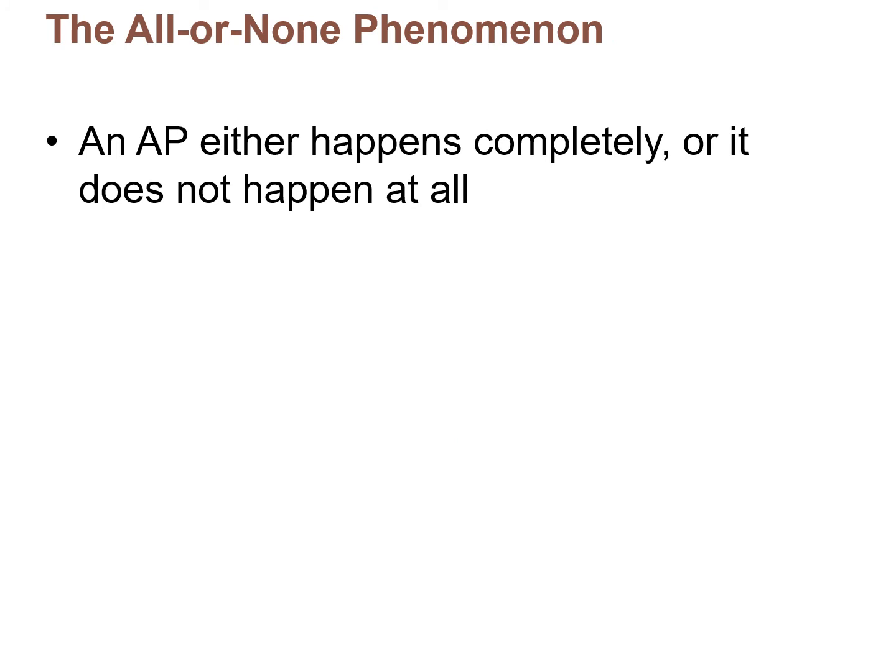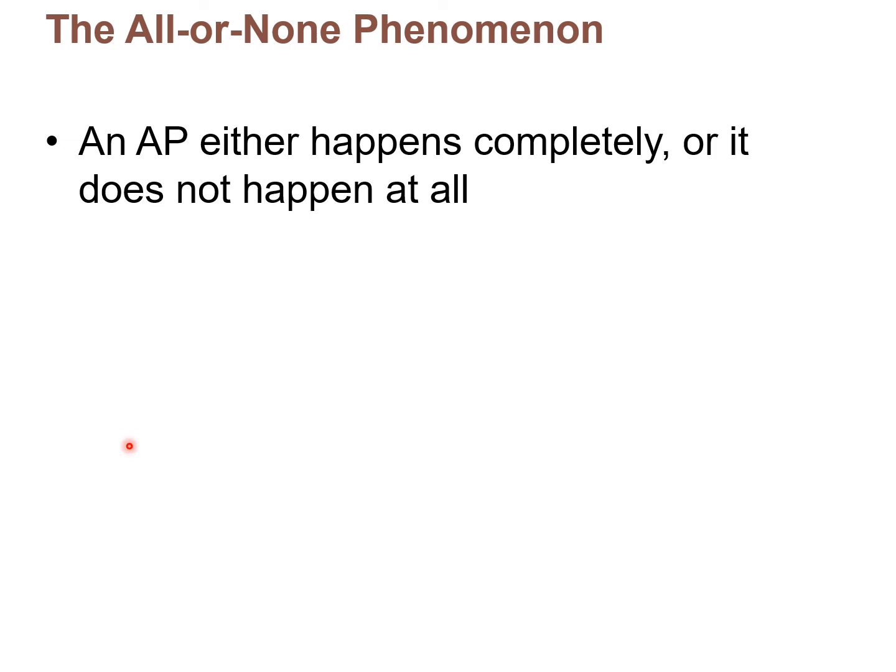An important point, so it's given its own slide, even though there's not a lot of information here, but it's important information when we're talking about an action potential, AP, the all or none phenomenon. An action potential either happens completely or it doesn't happen at all, meaning it begins at the axon hillock, and if it begins, it's going to go all the way to the axon terminal, and either it does that or it doesn't start at all to begin with.